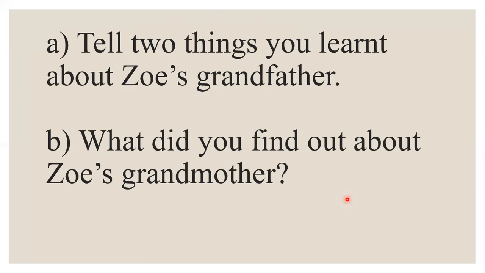Then B, what did you find out about Zoe's grandmother? All right. What did we find out? Did grandfather meet her in Cuba, or did he meet her in Portland, right here in Jamaica? Is it in Cuba or Jamaica? You decide and you write the correct answer.